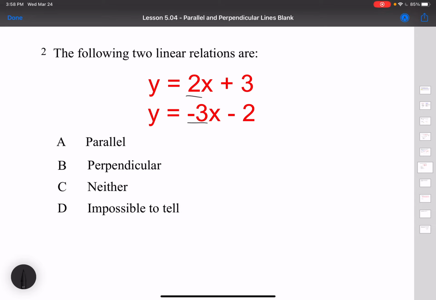Let's first compare the two slopes. In this case, 2 and negative 3 are not the same, so it's definitely not parallel. Let's take the 2 and check its negative reciprocal. 2 is going to become negative 1 over 2, but that is definitely not equal to negative 3. So it's also not perpendicular, since its negative reciprocal isn't the slope of the other one. Now, is it neither or impossible to tell? Well, we just proved that it's neither parallel nor perpendicular, so it's possible to tell it's neither of those. And so, in fact, it's C.